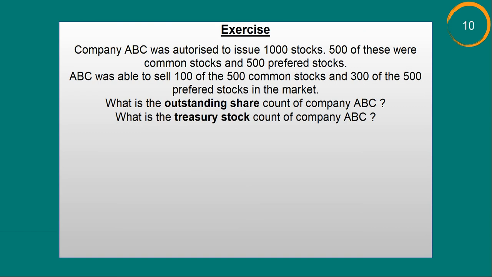Great. Now let's do a simple exercise on this to reinforce our understanding of outstanding shares, capital stocks, and treasury stocks. Company ABC was authorized to issue 1000 stocks. 500 of these were common stocks and 500 preferred stocks. Company ABC was able to sell 100 of the 500 common stocks and 300 of the 500 preferred stocks. What is the outstanding share count of company ABC? Also, what is the treasury stock count of company ABC? Feel free to pause here, complete the exercise, and unpause again to see the solution.